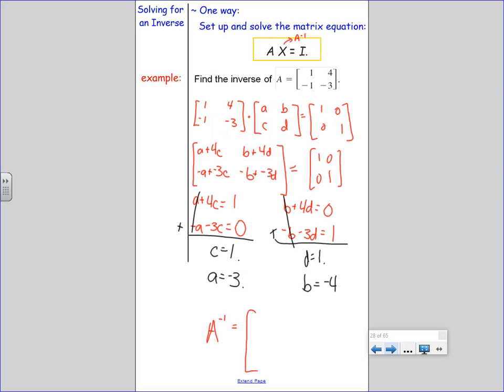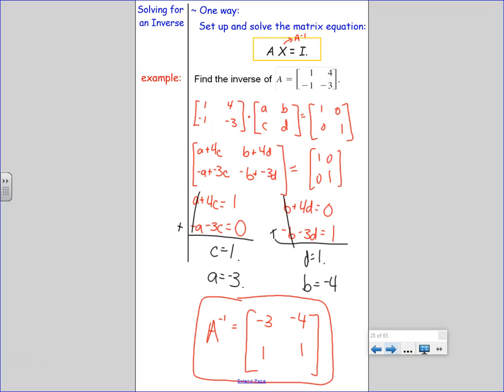Fill it in, fill it in. Right? Don't you have an A, B, C, D up above? Isn't there a matrix I'm trying to find? Honest answers only. A is who? Negative 3. B is who? Negative 4. C is who? 1. D is who? Done, done.